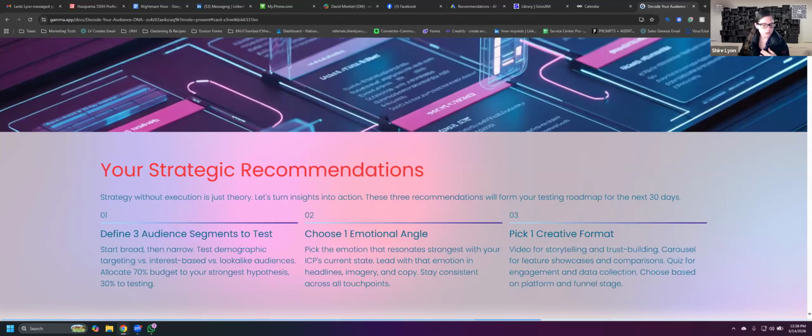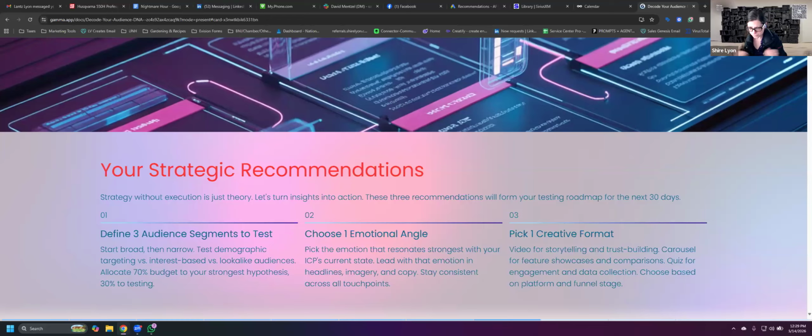Lead with that emotion in your headlines, your imagery, and your copy. Make sure it all stays consistent across the touch points. So if you're doing an email, a landing page, and a follow-up, they all need to match. If you're doing an ad to a page and a sign up, those all need to match. It's really about having consistency through all of your touch points when you're talking to a single audience.